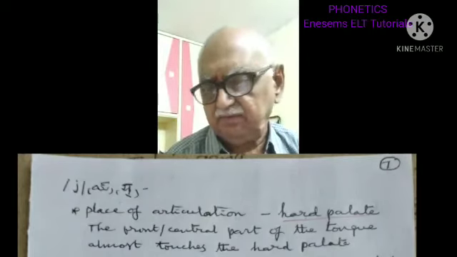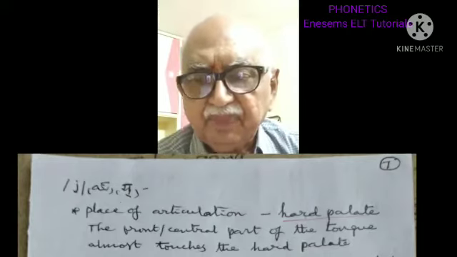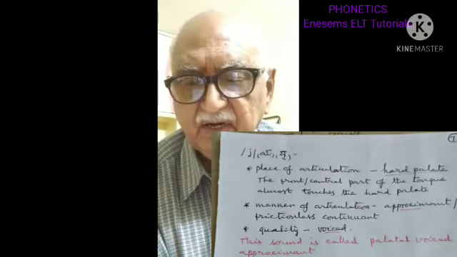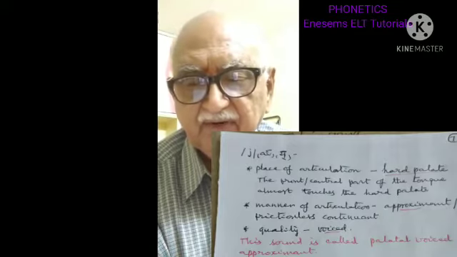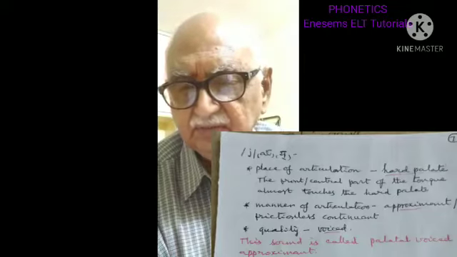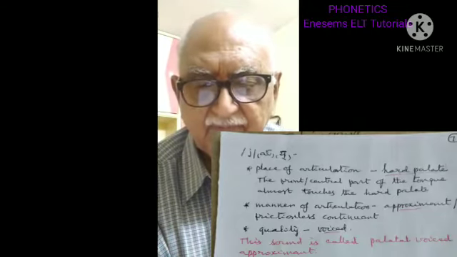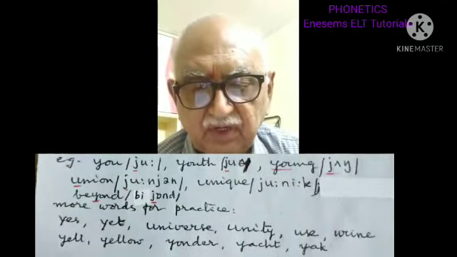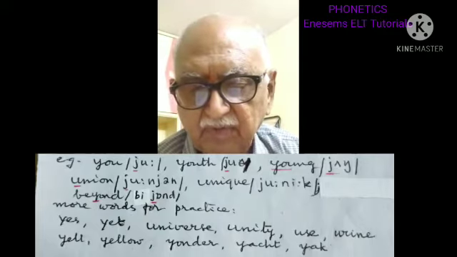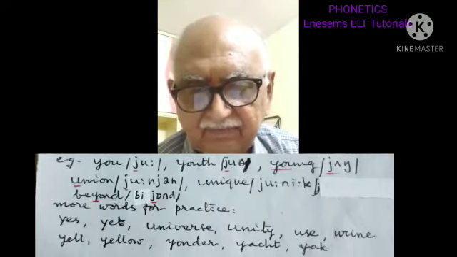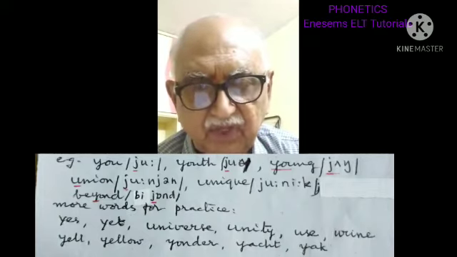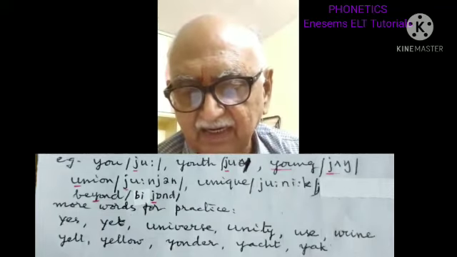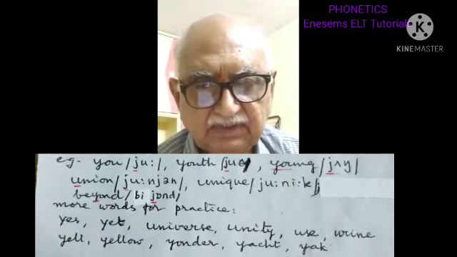Next is y. Place of articulation: hard palate. The front or central part of the tongue almost touches the hard palate. Manner of articulation: approximant or frictionless continuant. Quality: voiced. This sound is called palatal voiced approximant. Listen to these words: you, youth, young, union, unique, beyond. More words for practice: yes, yet, universe, unity, use, urine, yell, yellow, yonder, yacht, yak.